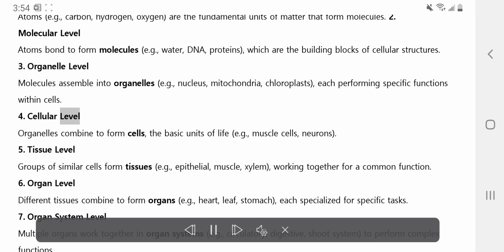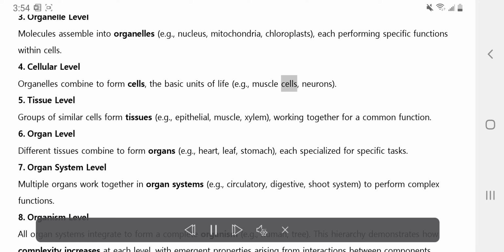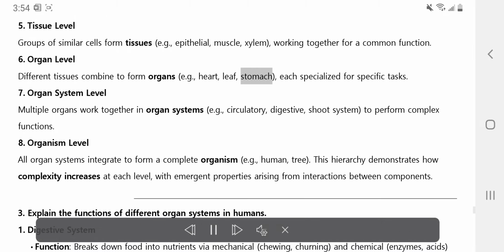4. Cellular level. Organelles combine to form cells, the basic units of life, e.g., muscle cells, neurons. 5. Tissue level. Groups of similar cells form tissues, e.g., epithelial, muscle, xylem, working together for a common function. 6. Organ level. Different tissues combine to form organs, e.g., heart, leaf, stomach, each specialized for specific tasks.